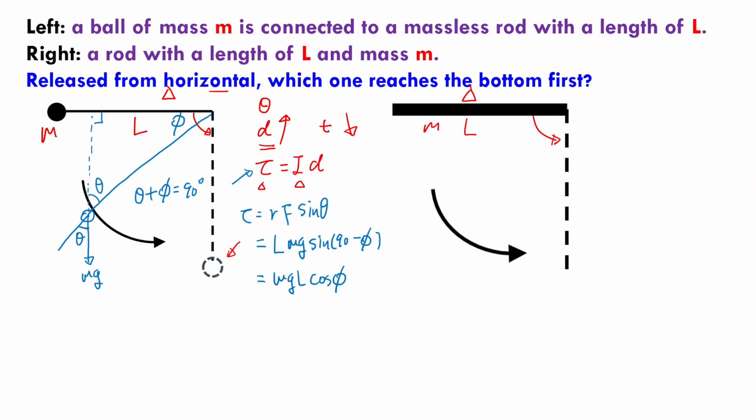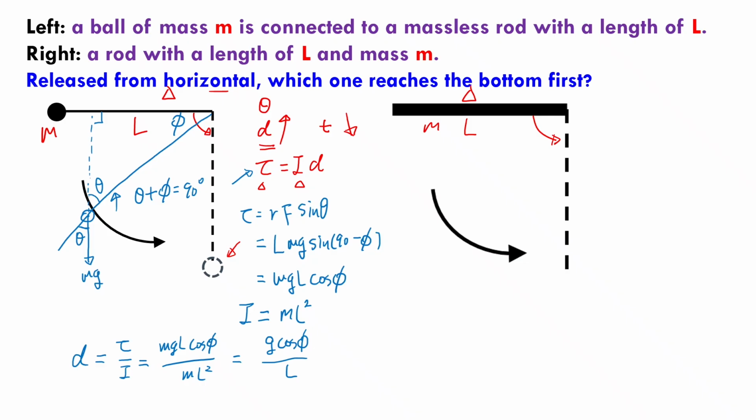So how about the inertia? The inertia is very straightforward because the rod is massless. The inertia only comes from the ball, which is mL squared. So the angular acceleration for the left system is torque divided by the inertia, which is mgL cosine phi divided by mL squared. Then we have g cosine phi divided by L. That's the angular acceleration for the left system.